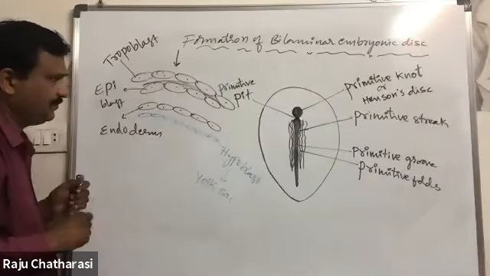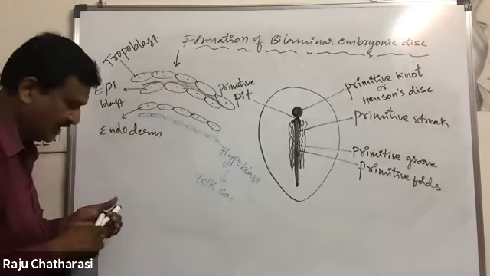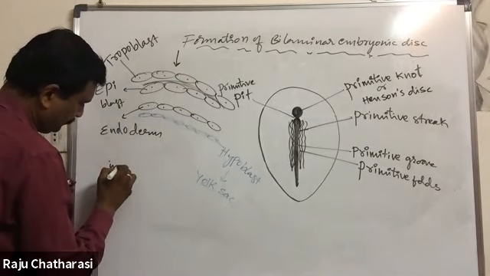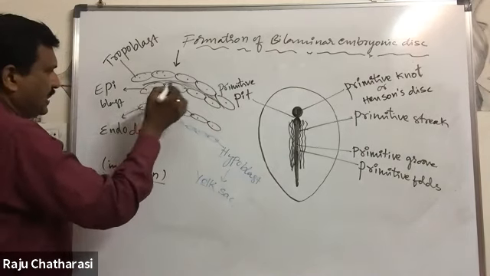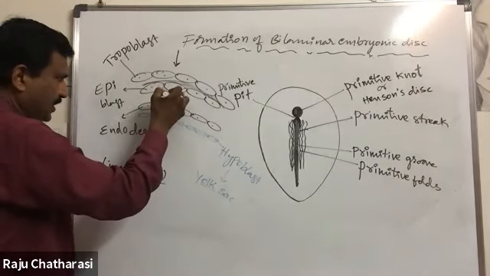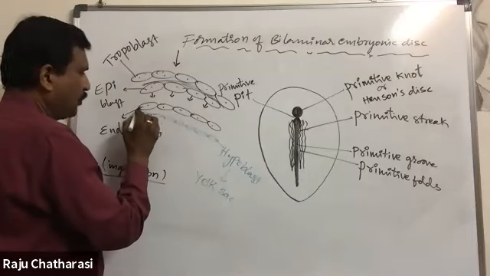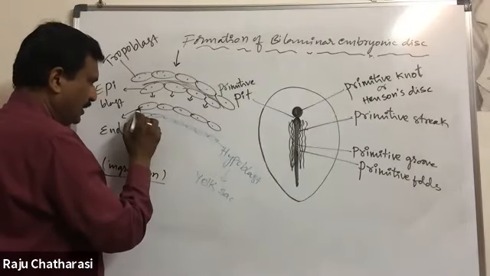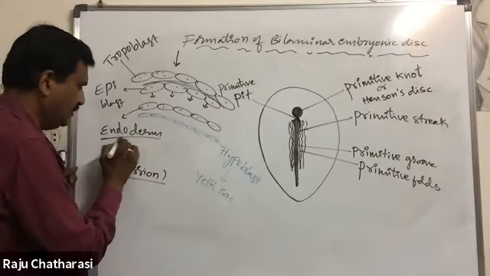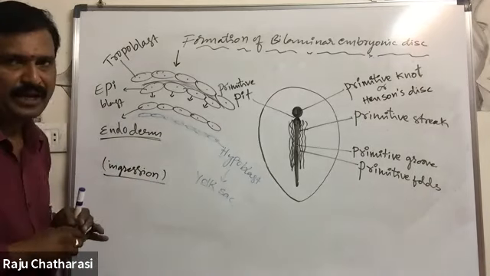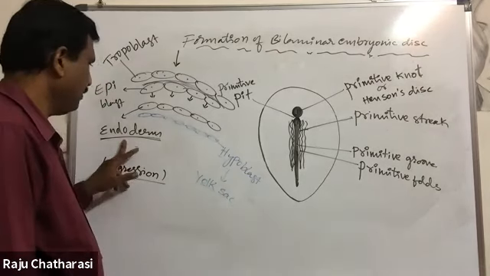Next, the place of this hypoblast is replaced by cells which descend from the epiblast. This process is called ingression. Ingression means the epiblast layer divides into numerous cells. These cells descend downwards, occupy the place of the hypoblast, and develop into endoderm. So this is the first embryonic germinal layer: endoderm.